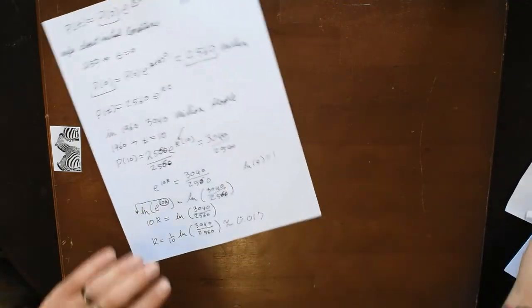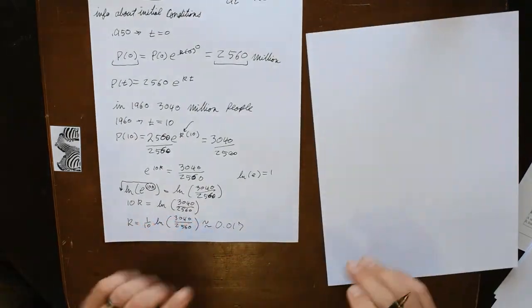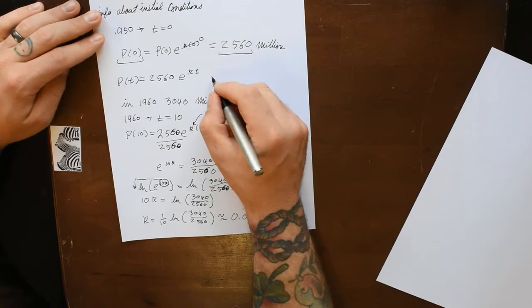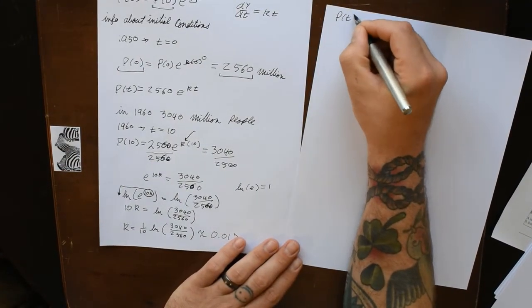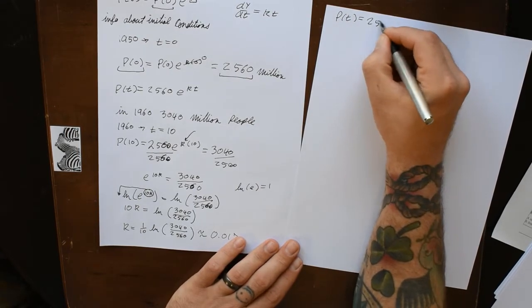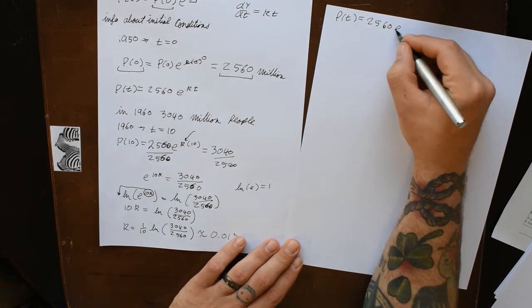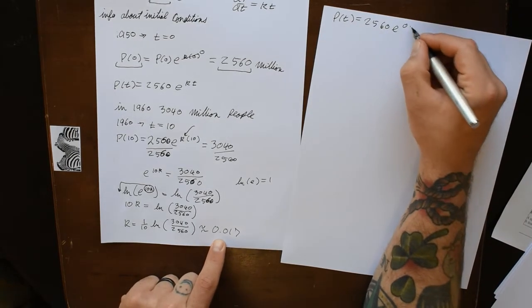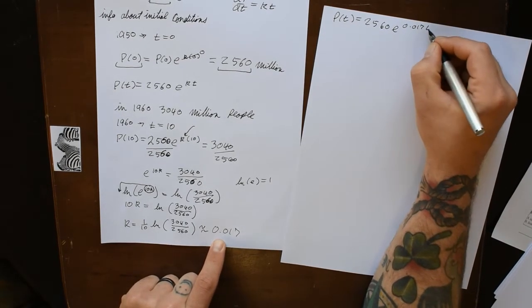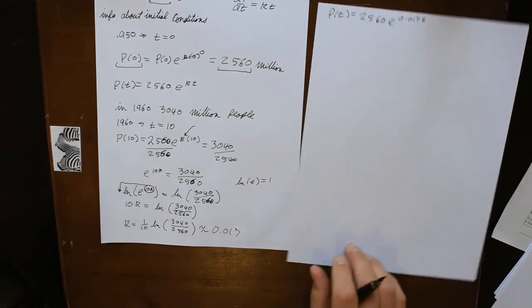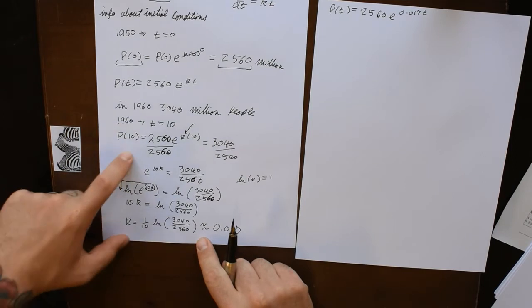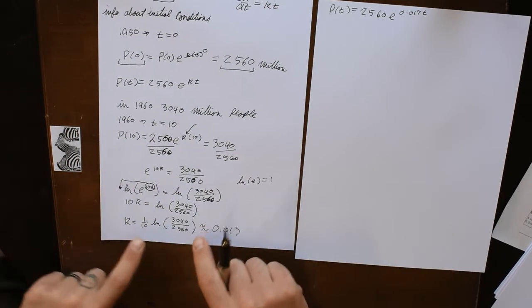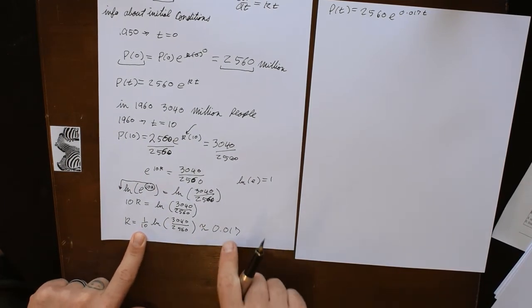Perfect. So what we have is a full sheet of paper. What we have is that our model, P of t, I can write it over here. We'll need it. P of t is equal to 2560 e to the 0.017t. And before I go on, I would recommend you do the algebra to this point and then plug all of this into your calculator at once.